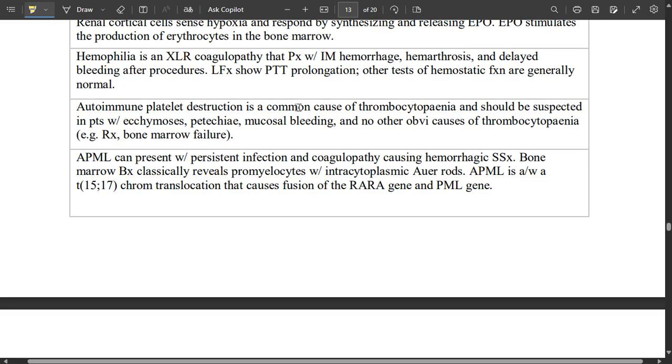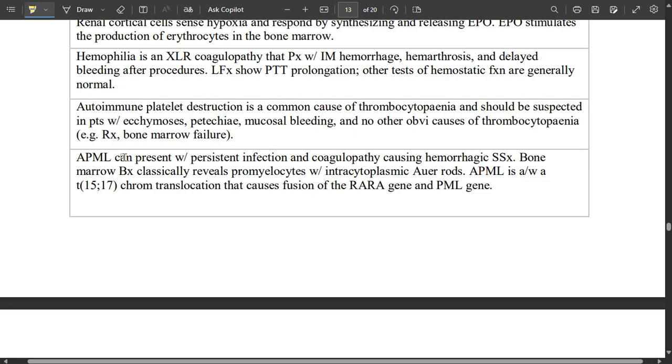Autoimmune platelet destruction is a common cause of thrombocytopenia and should be suspected in patients with ecchymosis, petechiae, mucosal bleeding, and no other obvious causes of thrombocytopenia, for example treatment or bone marrow failure. Platelets are destroyed by the immune system itself. Decreased platelets cause thrombocytopenia, which causes ecchymosis, petechiae, and mucosal bleeding. If there is no other obvious cause, then an autoimmune attack on the platelets must be suspected.